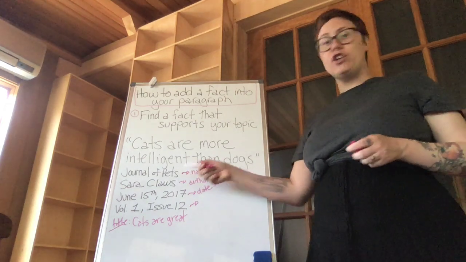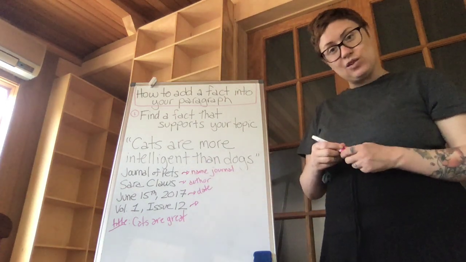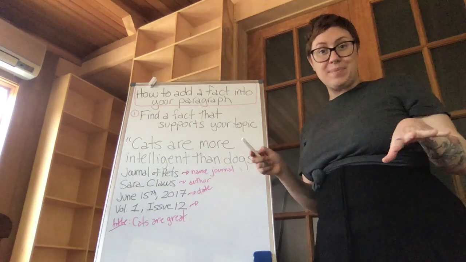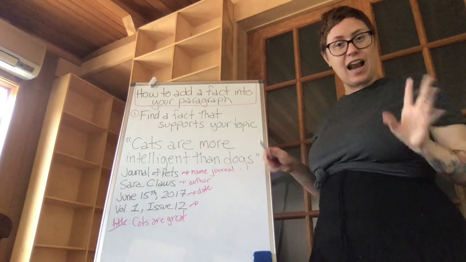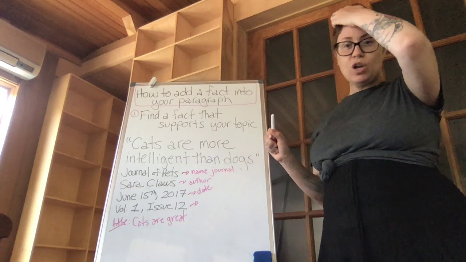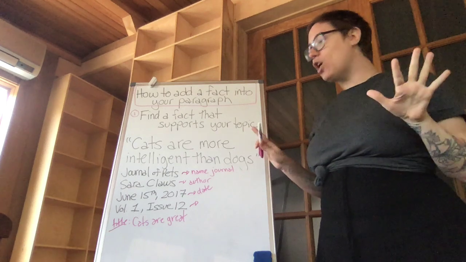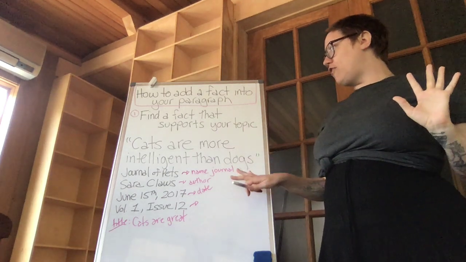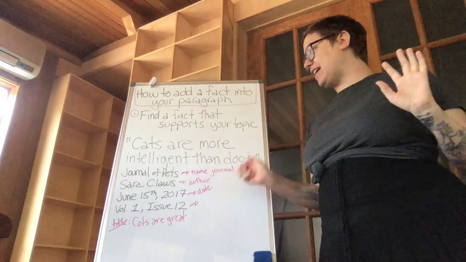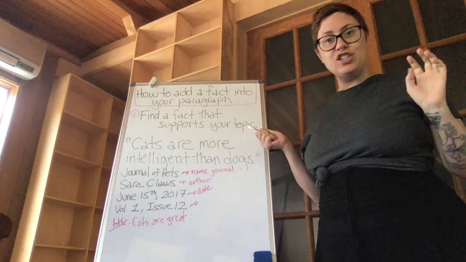So I'm using a journal article as my source, but you guys are using a website and that's going to have something different. I'm going to talk about that later. So find a fact that supports your topic. This is my fact: cats are more intelligent than dogs.